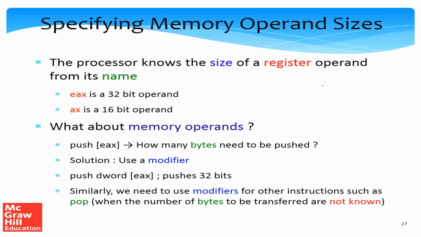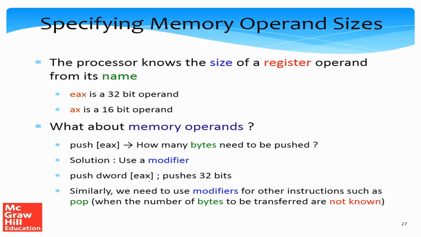Specifying memory operand sizes, so let's take a look at it. The processor knows the size of a register operand from the name of the register. For example, EAX is a 32-bit operand, AX is a 16-bit operand, and RAX is a 64-bit operand. But what about memory operands?